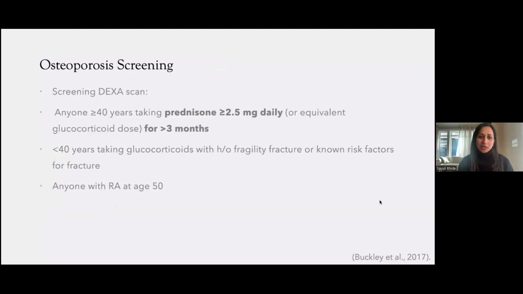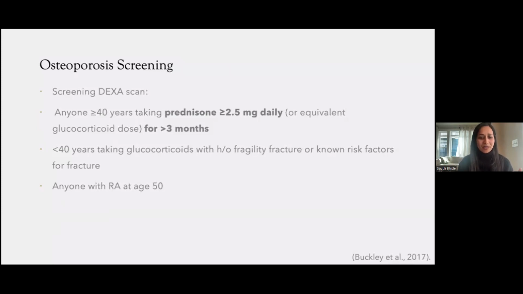And then osteoporosis screening is also super important. Anyone over the age of 40 years who's taking prednisone 2.5 milligrams daily for 3 or more months should get a DEXA scan. So that's actually a really low dose. I mean, how many patients do you know who are not able to wean off that last 5 milligrams of prednisone and they've been on it for months or years and they just keep going back on it? I have a ton of patients like that, and those patients should definitely be getting DEXA scans.